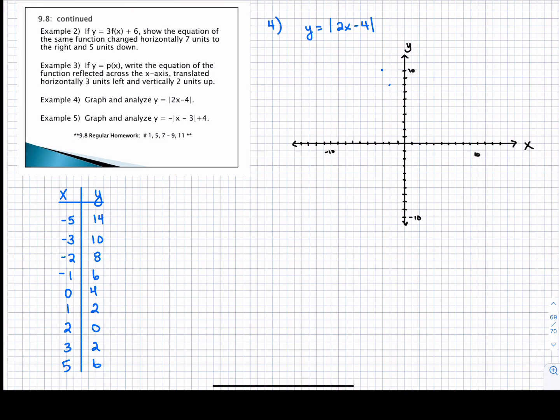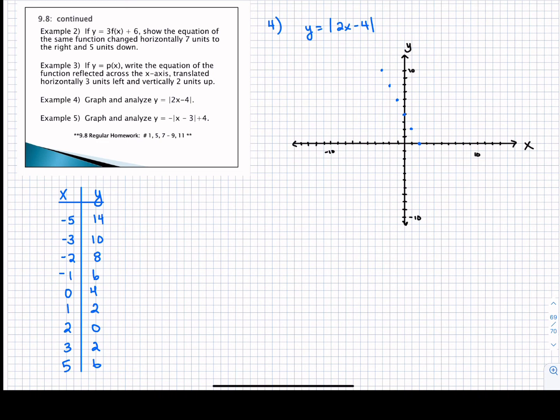Our next point is -1, +6. So again, x is -1, y is +6. Then we have the point 0, 4, which is significant because that is an intercept. We have a y-intercept at that location. So I'm just exaggerating these points so you can see them a little bit better. When x is 1, y is 2. When x is 2, our y value is 0. So that's significant because we have an x-intercept at that location.